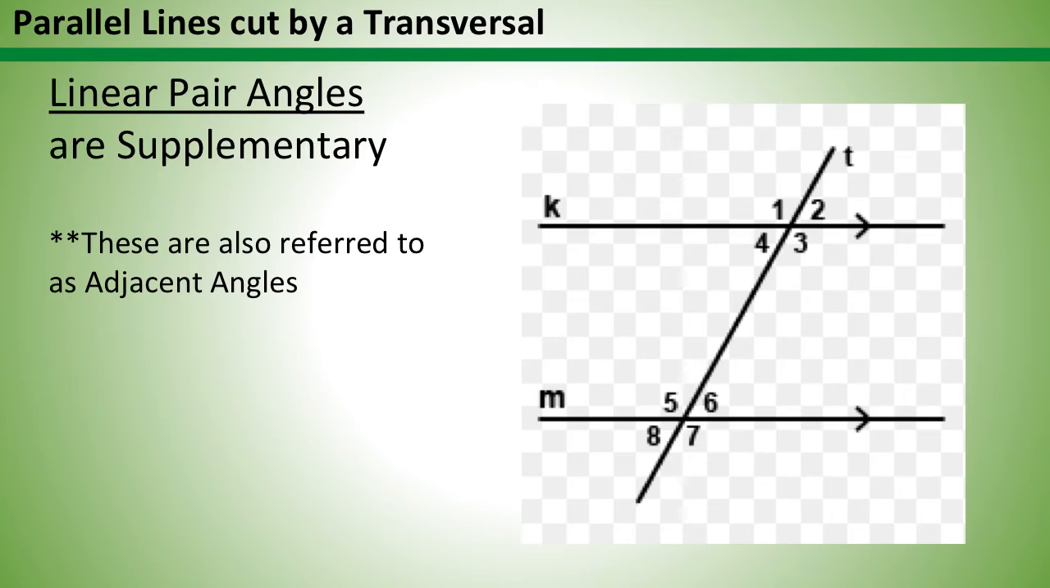Also, similar to the previous lesson, we're going to have linear pair angles. Just like last week, linear pairs are always supplementary, and there are going to be a lot of these. Right here, we could say that 1 and 2 are a linear pair because they form that straight line. So angle 1 and angle 2. We also have angle 2 and 3, which are a linear pair, and angle 3 and 4.